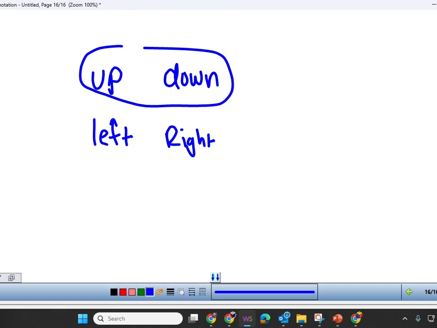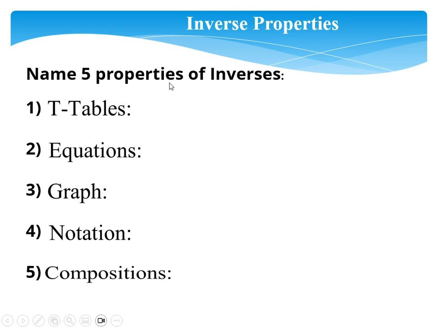Now I'm going to talk about 5 principles of inverse equations right now, okay? So 5 properties or principles of inverses. Number 1, the t-tables, so the t-charts, they're swapped, okay? So the domain and the range, they're exactly the opposite, okay? Like Freaky Friday, they just swap.